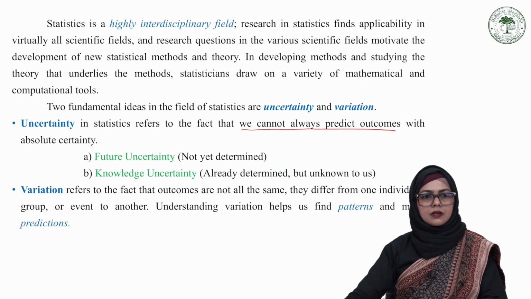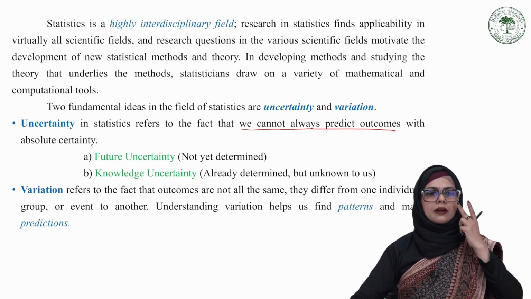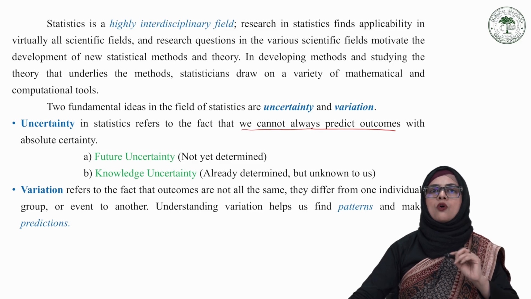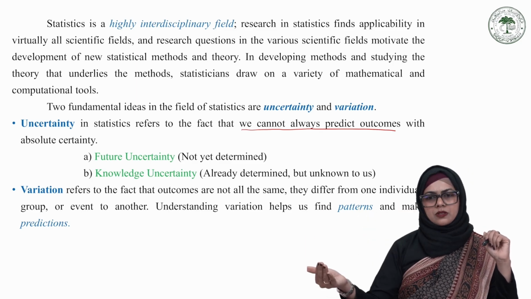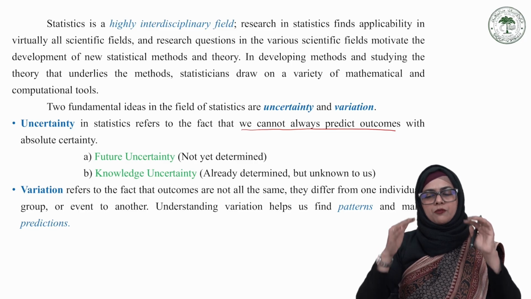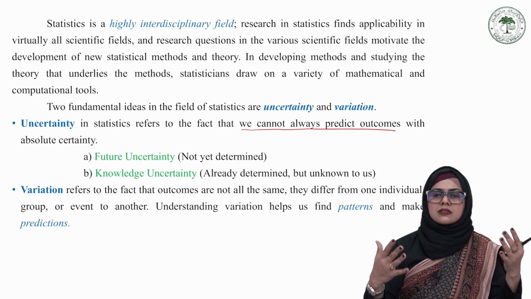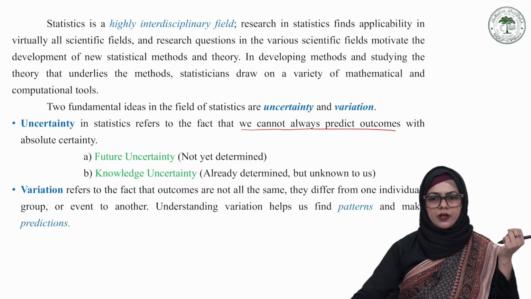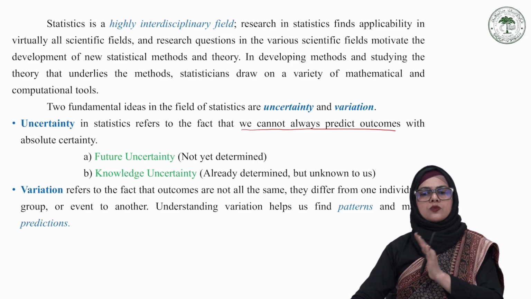Then moving forward, variation. Under variation, we know that the outcomes are not always the same. They differ from one individual to another. And this is where we have to understand variation in order to study the patterns and make certain predictions as well. So data can never be constant, it always varies.